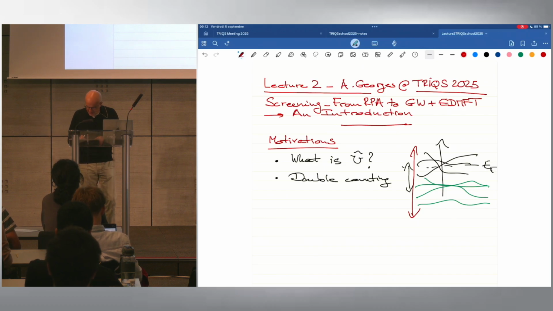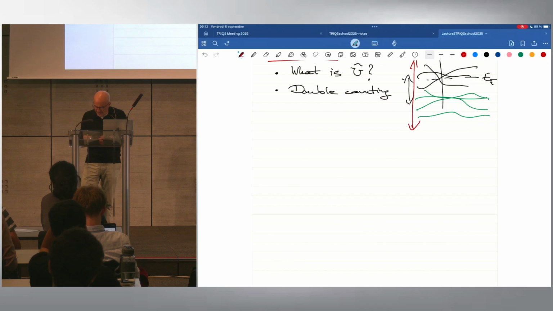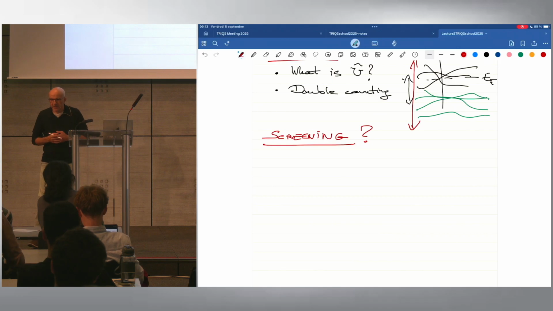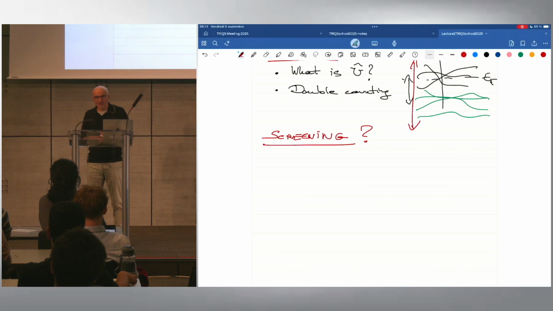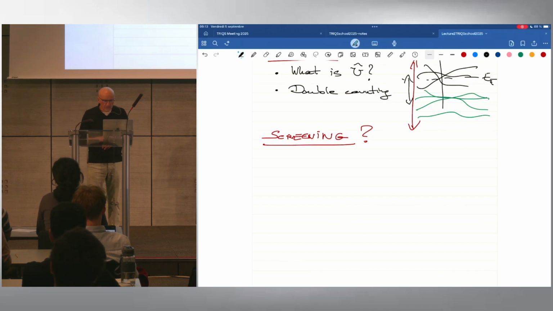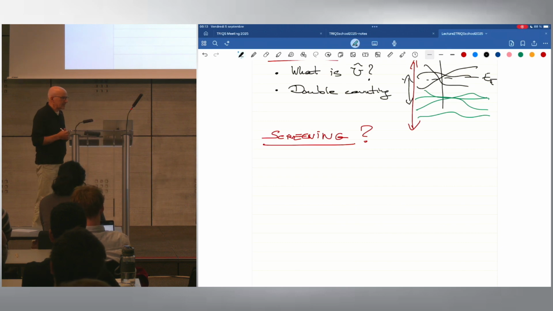Okay, so I think this is basically enough for introductions and motivations. And now I want to turn a new page and introduce you to the concept of screening. I'm sure this is actually not an introduction for many of you, because this is kind of basic knowledge in solid-state physics, but I guess a refresher is always reasonably useful. Okay, so what is screening about? Well, the concept of screening is something you have all heard about, I guess, which is the following.